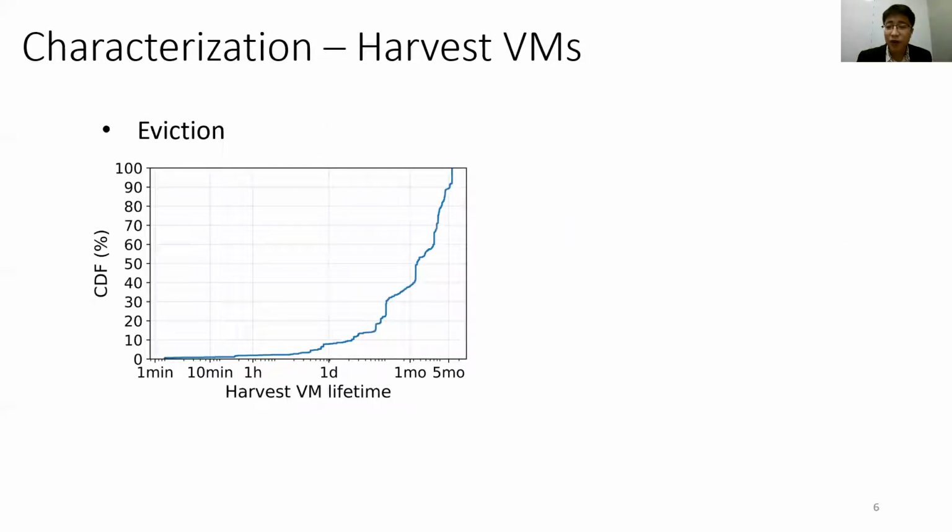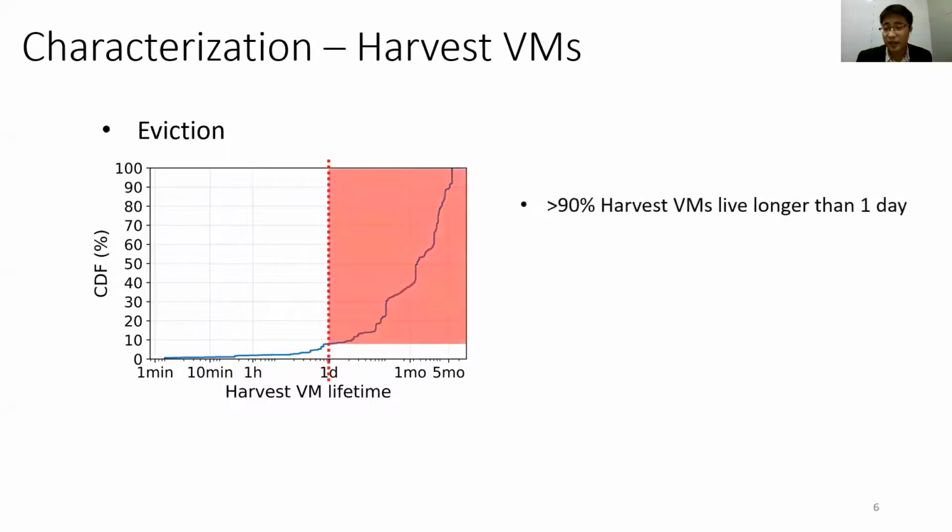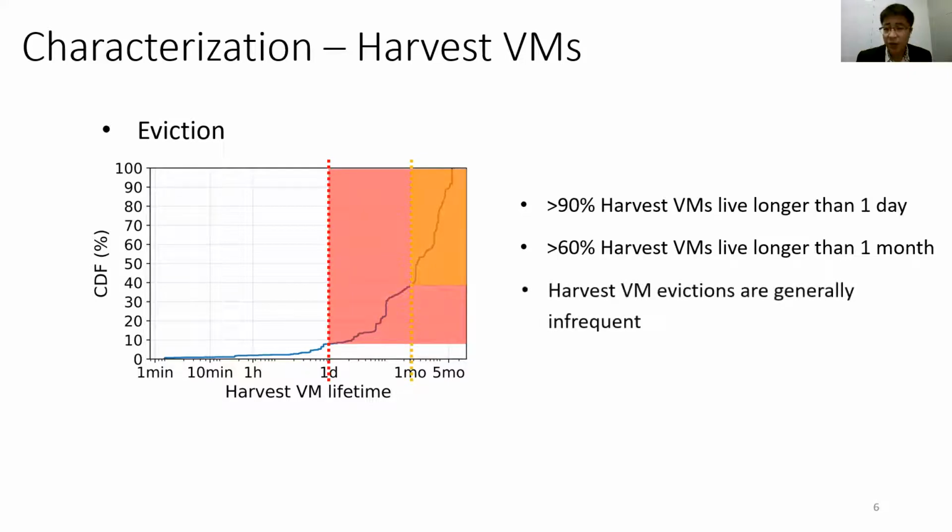We first look at the VM lifetime, or in other words, how frequently Harvest VMs are evicted. The left figure shows the CDF of Harvest VM lifetime in the larger VM trace. We can see that more than 90% of Harvest VMs in the red region live longer than 1 day, and 60% of Harvest VMs, as shown in the orange region, live longer than 1 month. So, intuitively, most of the Harvest VMs are not short-lived, and evictions are generally infrequent.